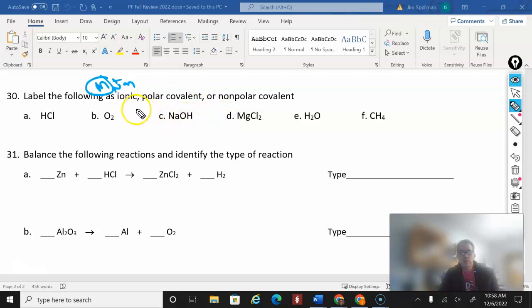or covalent. The only ones that have a metal in them are going to be C, which has sodium. So that one's ionic. D has magnesium, and that's ionic. So the rest of these cannot be considered ionic. They're going to be considered covalent because they are nonmetals or a mixture of nonmetals put together.